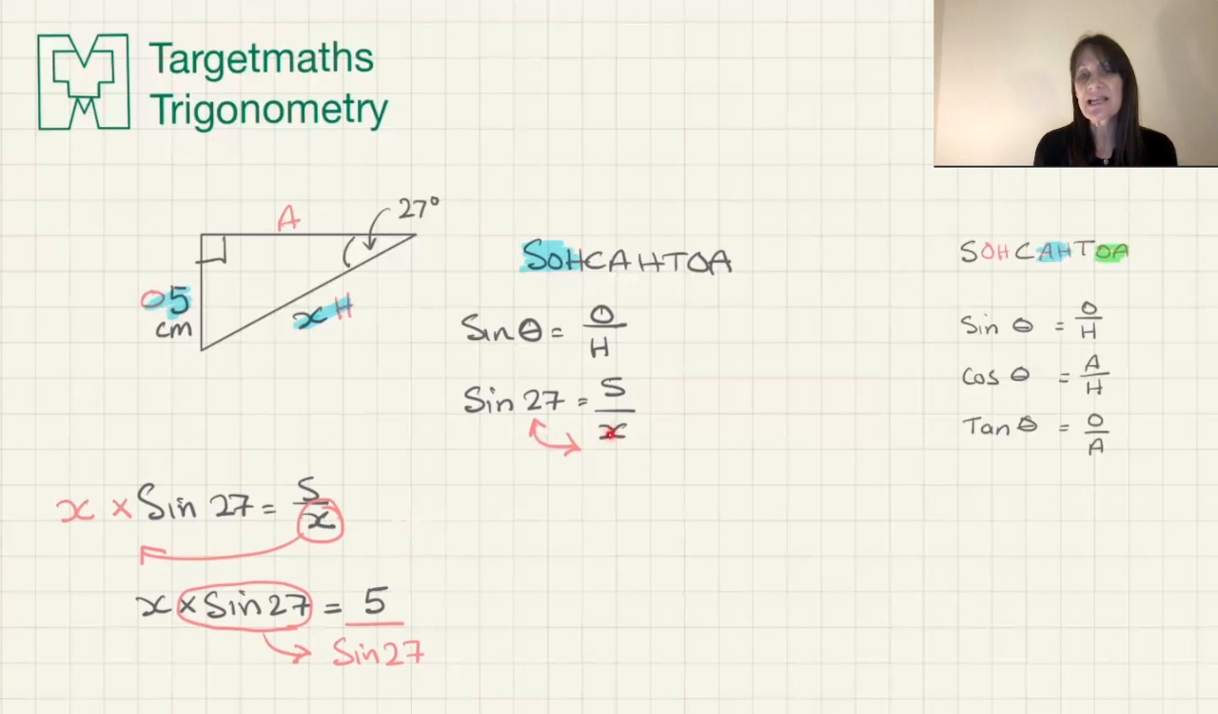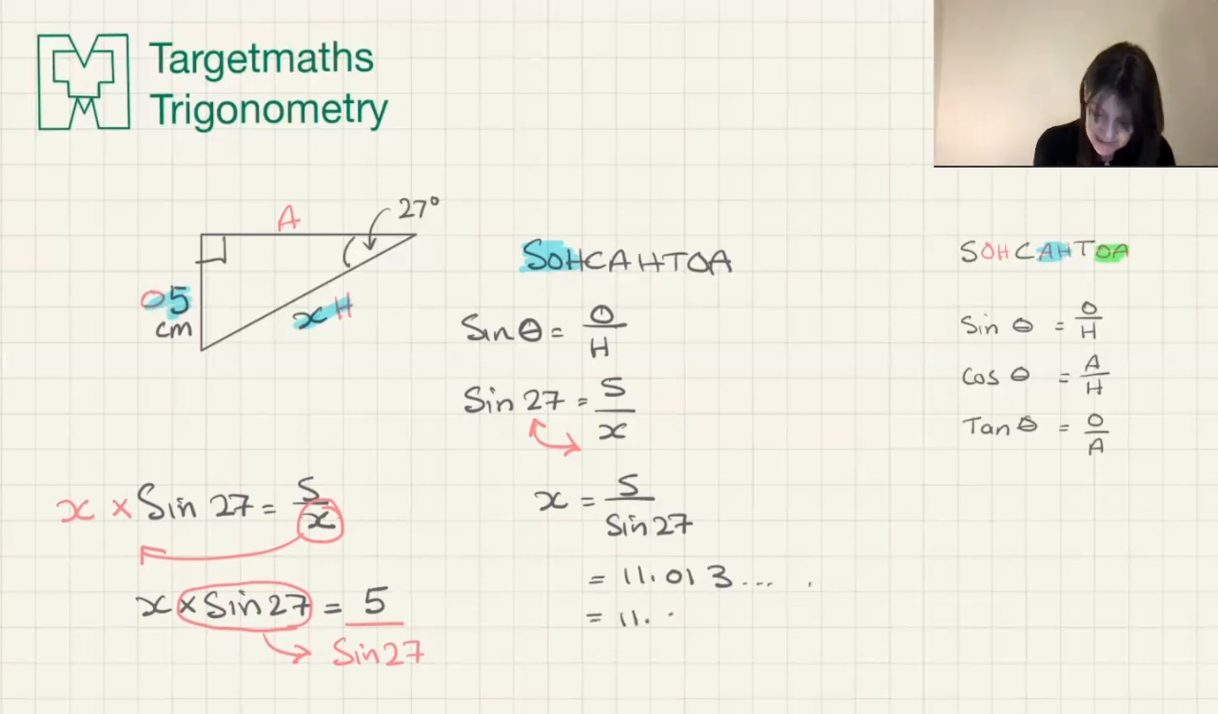But if we can see that a denominator is the variable we have to find, is the letter, then it makes sense to just quickly switch places and it's job done without too much aggro. So x is going to equal 5 over sine 27. You put that in your calculator and you got 11.013. Now, if I was to round that to one decimal place, it would be 11.0.